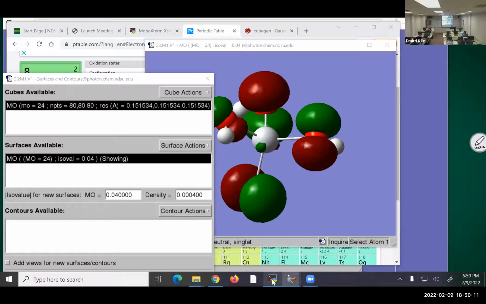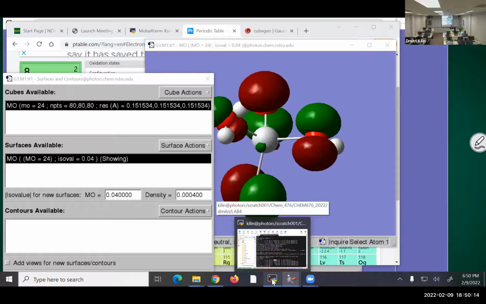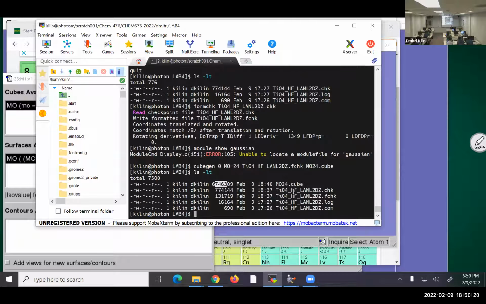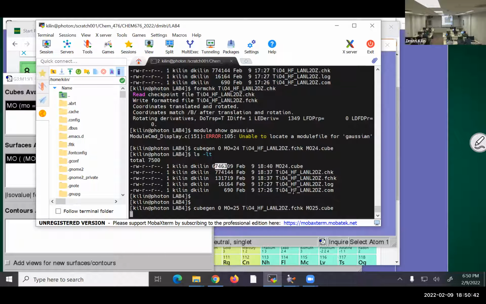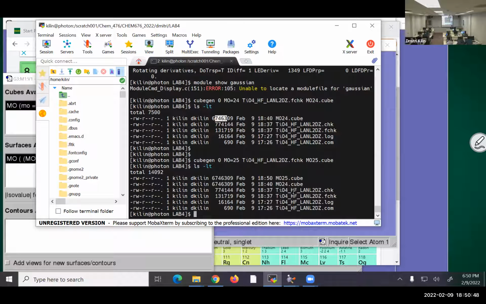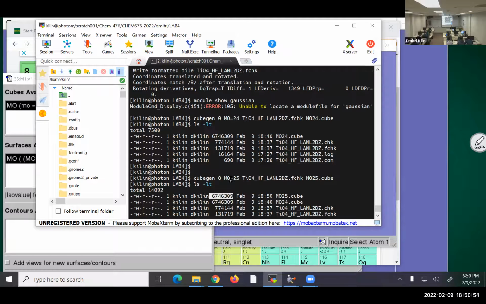Now, let me do another little numerical experiment demonstration, and then I will make a tour along the seats. Just to make it consistent, we may want to do the LUMO. So the LUMO will be one index of molecular orbitals bigger. So I will do MO equals 25. Same form chk file, MO 25 cube. Enter. About 10 seconds. ls -lt. So I have another file of the same size, which is called MO25.